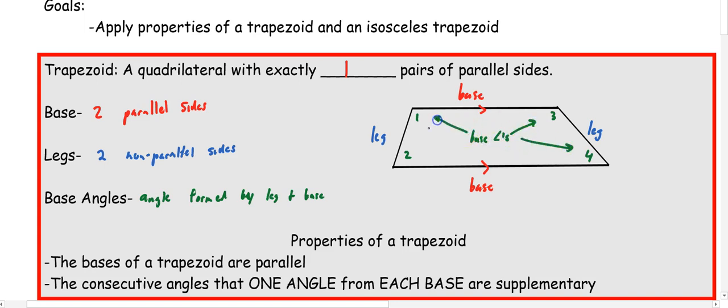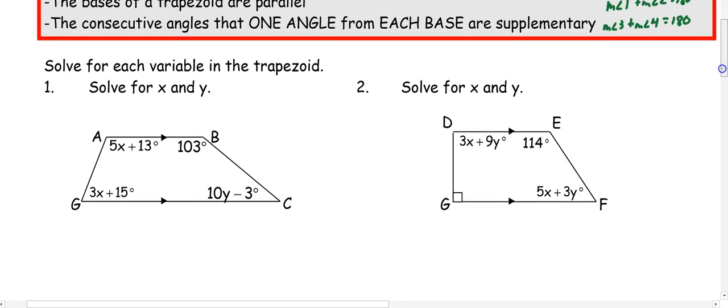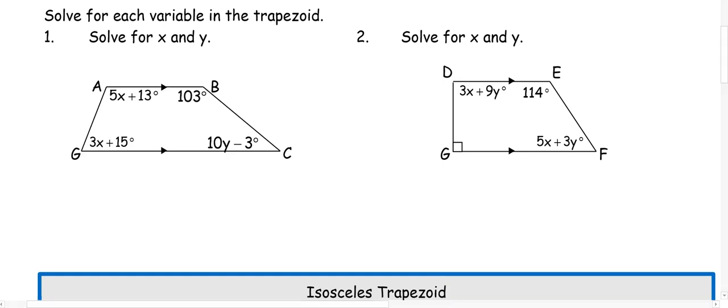So a trapezoid has two different properties. One, the bases of a trapezoid are parallel, and two, the consecutive angles that are one angle from each base are supplementary. So in this case, we would have the measure of angle 1 plus the measure of angle 2 is equal to 180, or the measure of angle 3 plus the measure of angle 4 is equal to 180. The angles that are touching the same base have no relationship with each other. They have to be touching two different bases. So let's use this property to solve for x and y. So number one is solve for x and y.